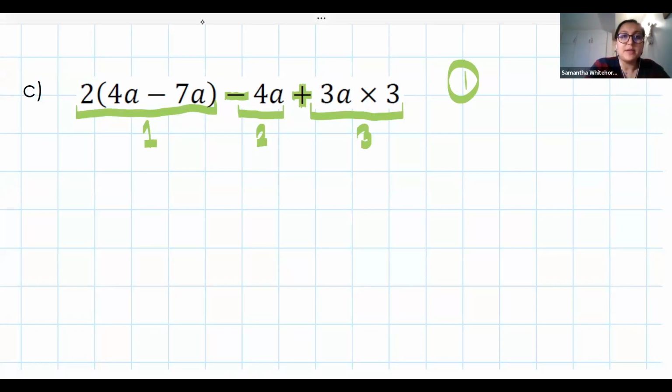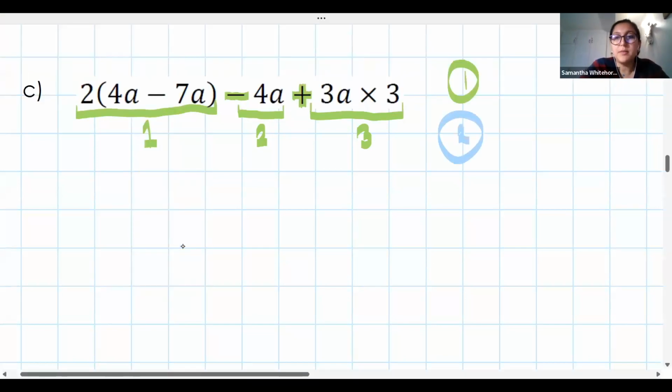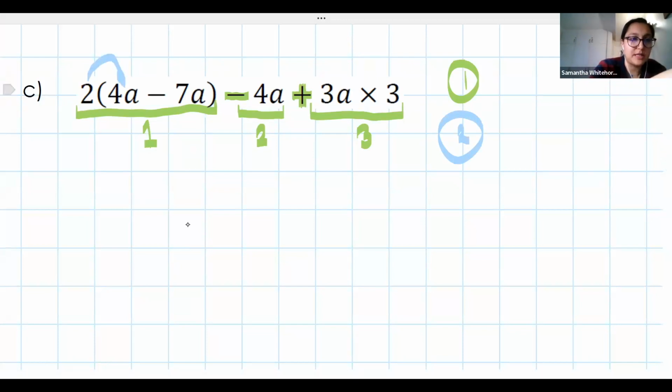The second step is I now need to go and simplify each of these terms. So if we think about how we can simplify, in the first term, I obviously need to distribute the 2 to both of those terms. The second term, I can't do anything there really. But the third term, I need to multiply those 2 together.